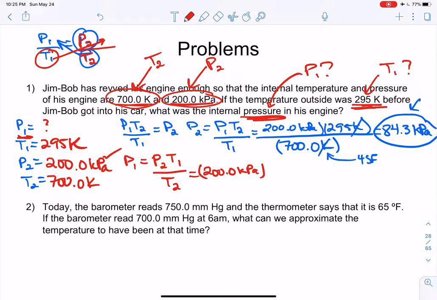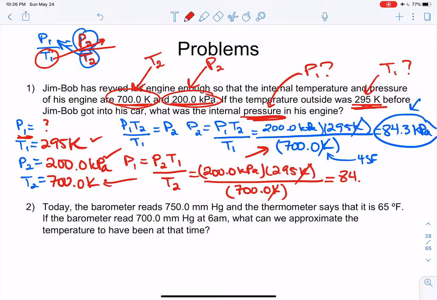And then we have T1, and T1 is 295 Kelvin. And T2 right there, that is 700 Kelvin. And we can see that that's exactly the same as what we wrote up top there. And so the Kelvin cancels out and we do the calculation on our calculator and we get 84.3 kilopascal. So as long as you keep the measurements that go together in a set, you're going to be fine.